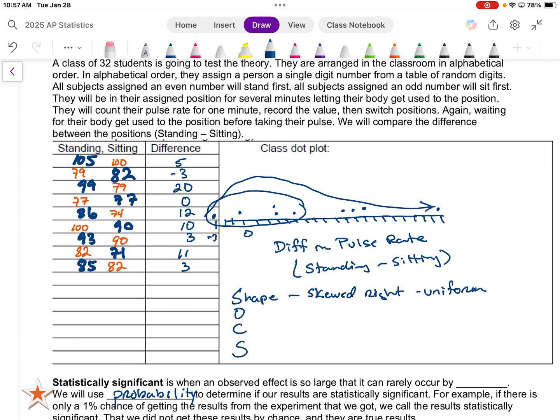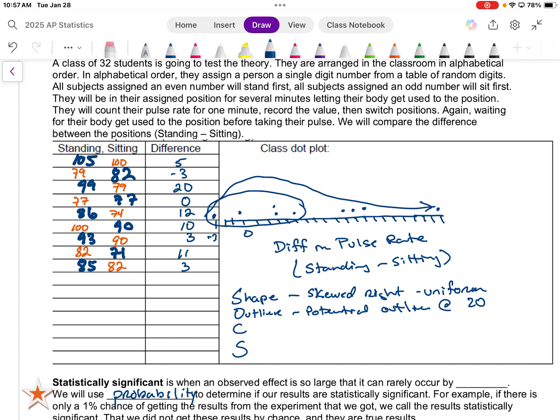We could, if we wanted to, find the mean. We could find the median. Since it's skewed, we'd go more with the median to describe it. Is there an outlier? That's what the O is. We want to say that maybe there's a potential outlier at 20. All right, that's a potential outlier based on this data.